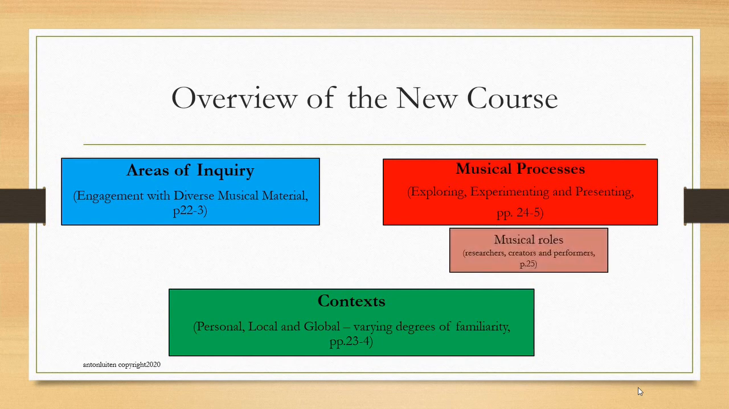Within these processes, it is worth including the musical roles that the students will adopt. In the role of researcher, students learn to investigate music in authentic ways. In the role of creator, students make music by composing, improvising, and arranging. And in the role of performer, they develop their skills in practical music making and delivery.